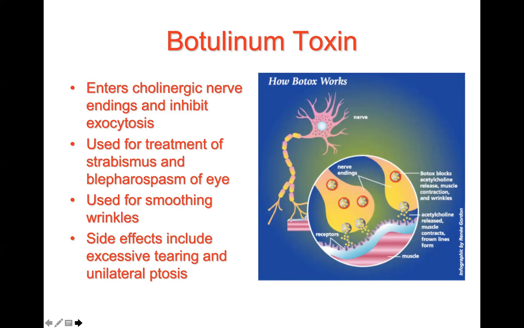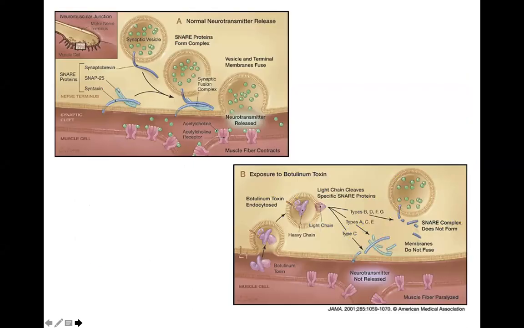Now if someone ingested it, for example, by eating improperly canned goods that have developed the toxin, it can cause death. It can cause respiratory paralysis and death. And this shows how Botox works, a little bit on the molecular side. This came from a JAMA article.